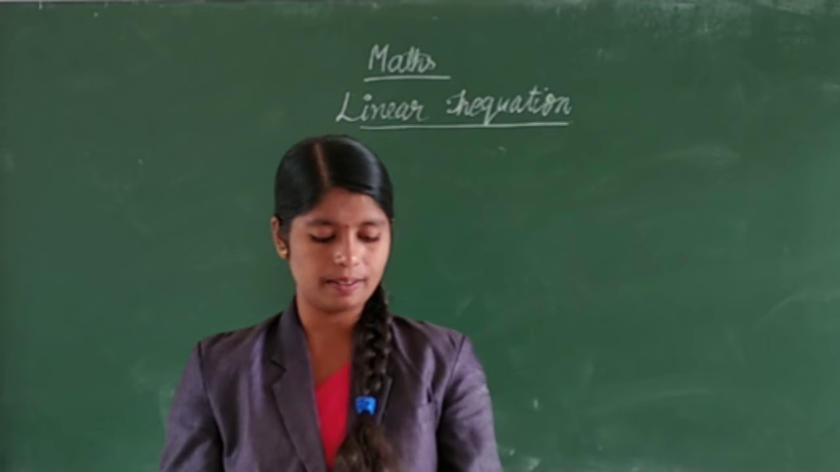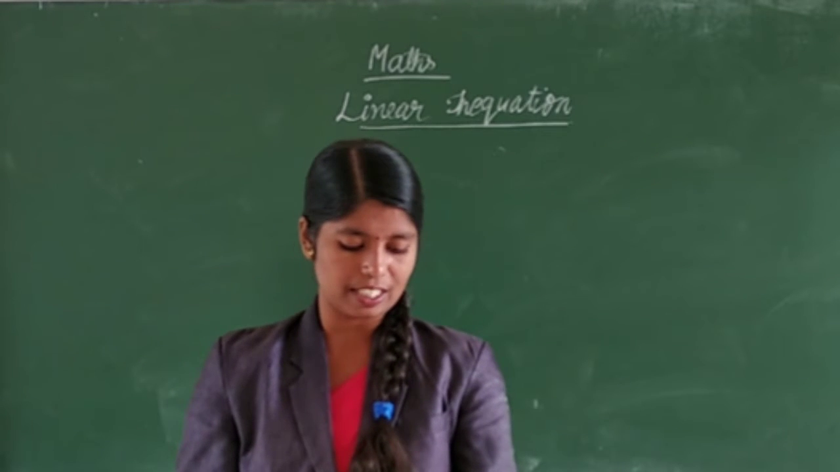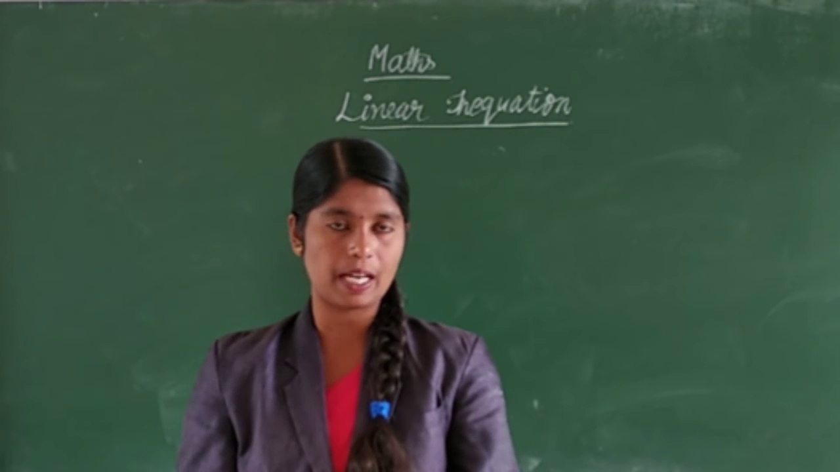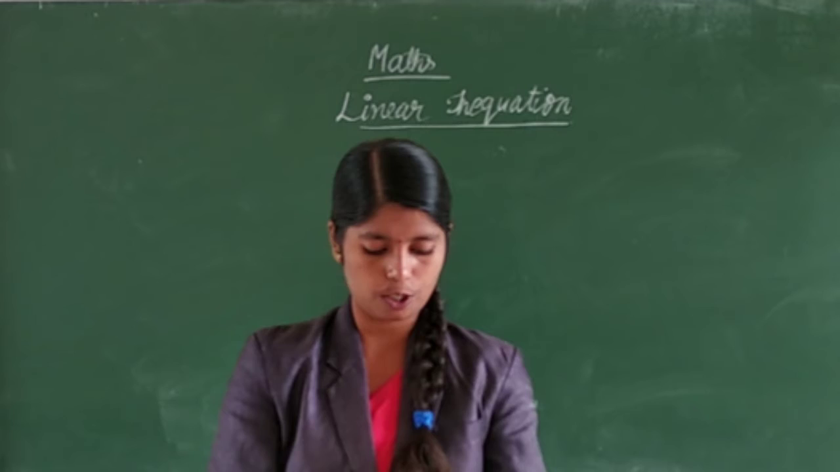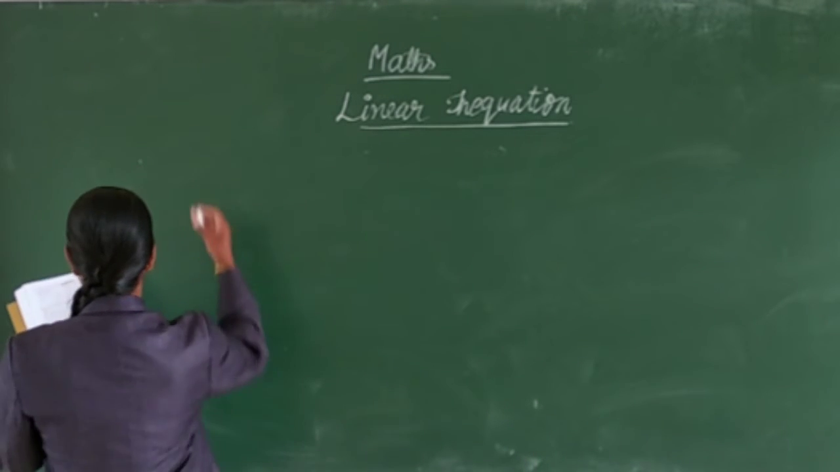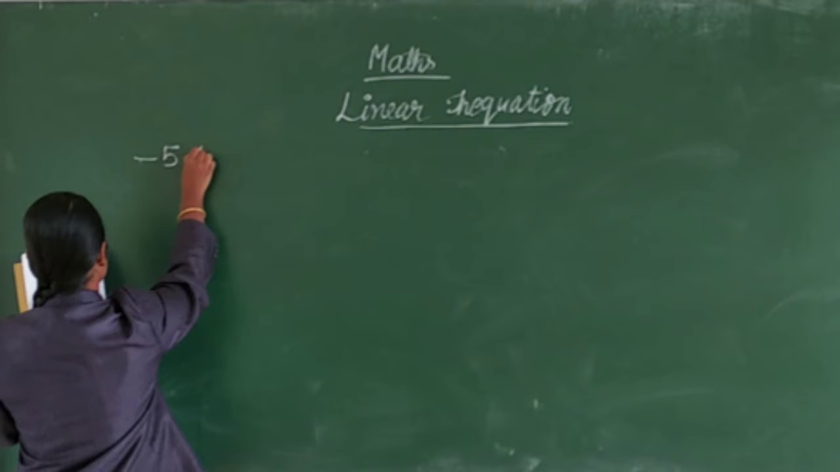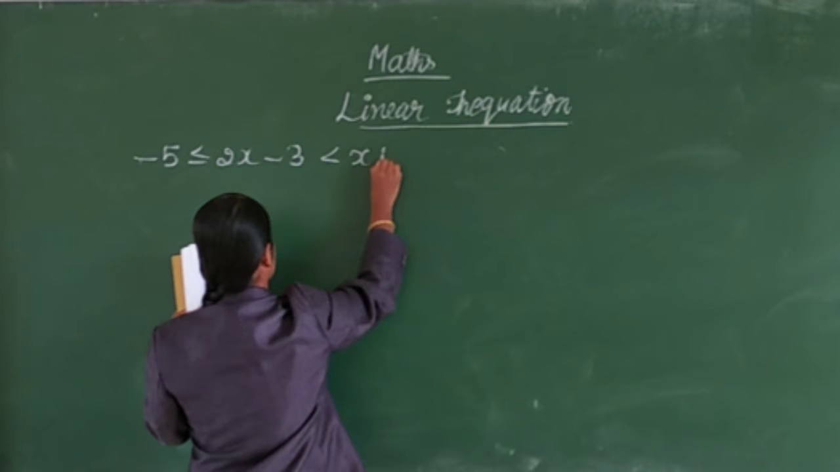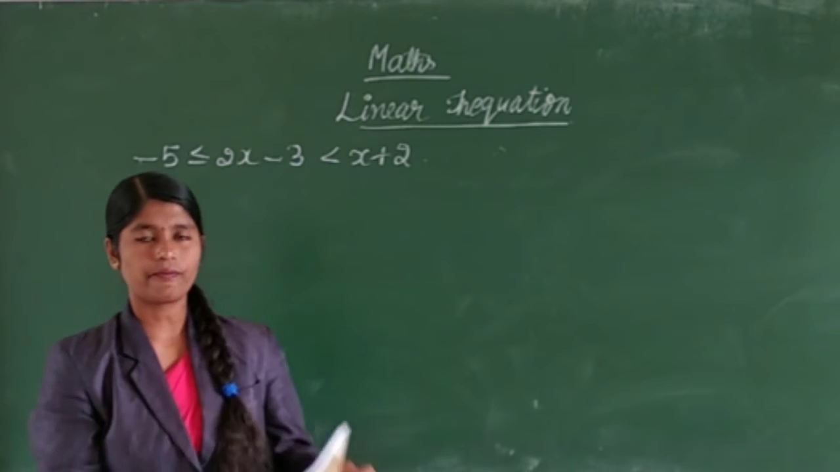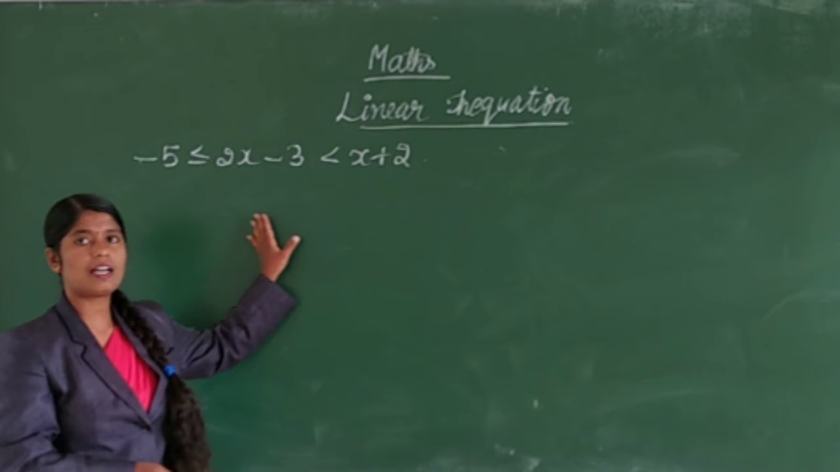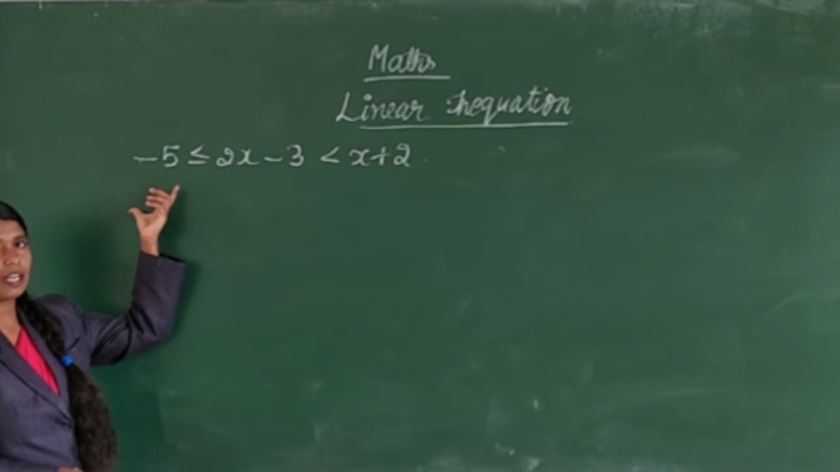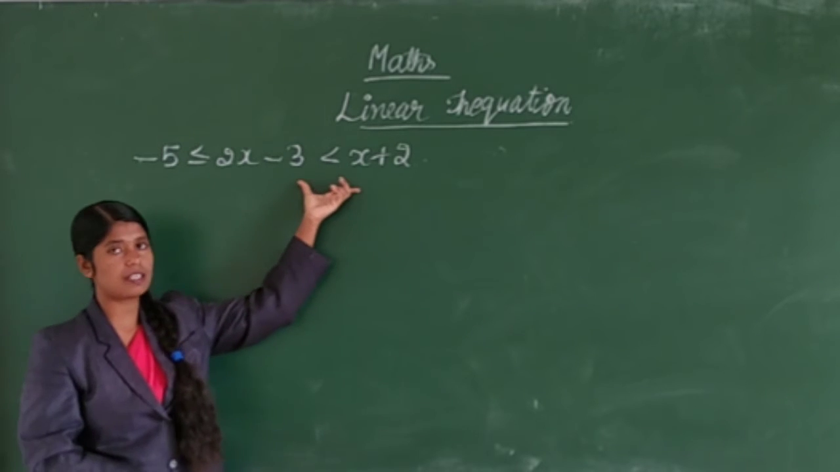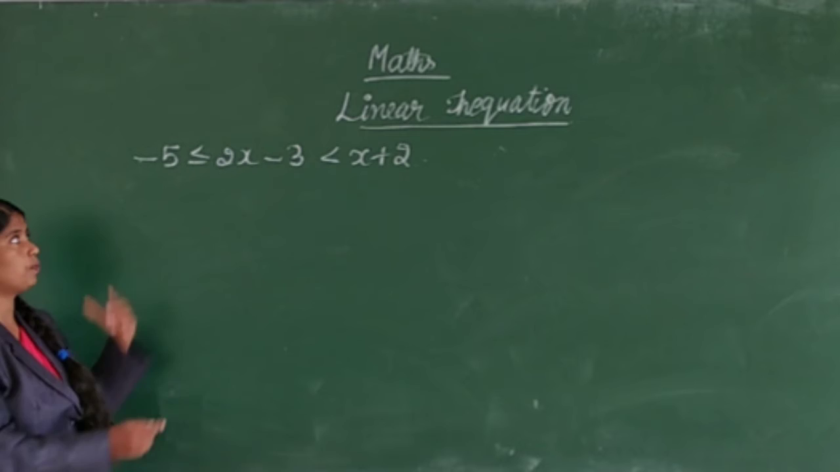The 11th question. Given x belongs to integers, find the solution set of minus 5 less than or equal to 2x minus 3 less than x plus 2. Here we should represent the answer in the set of integers. Here you can observe it is given two inequality equations. This is one set and this is one set. So we consider these two one set, right?